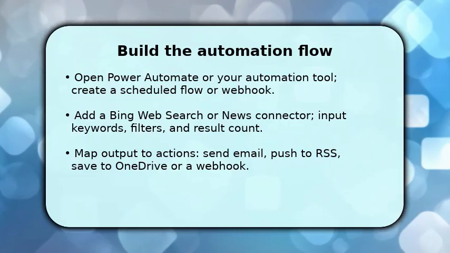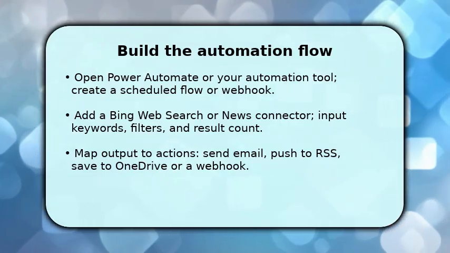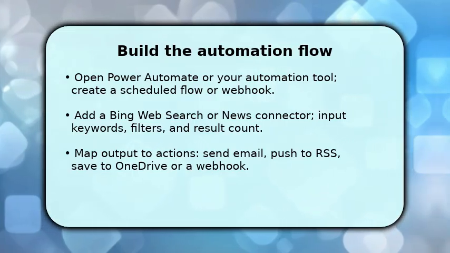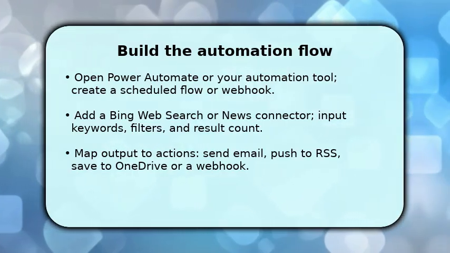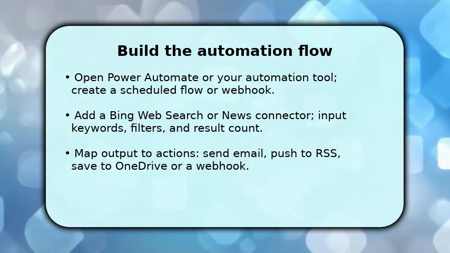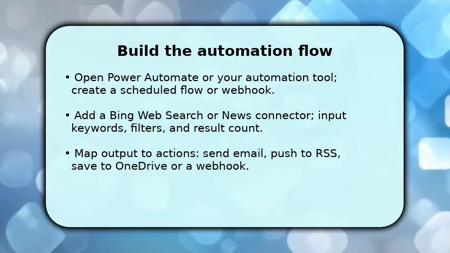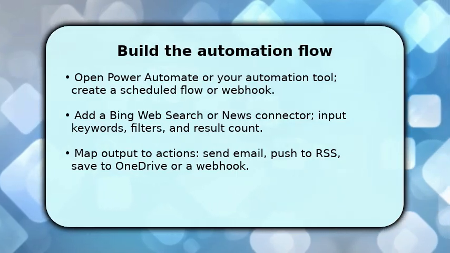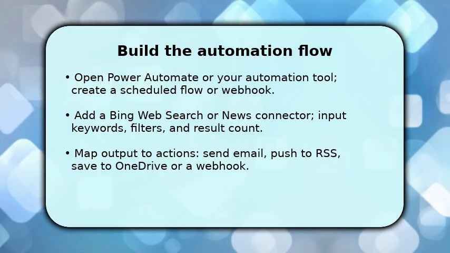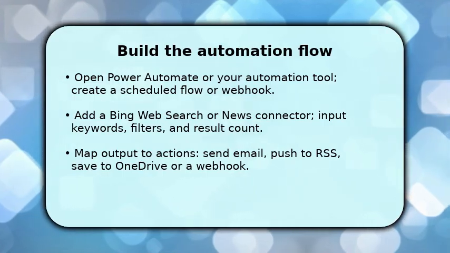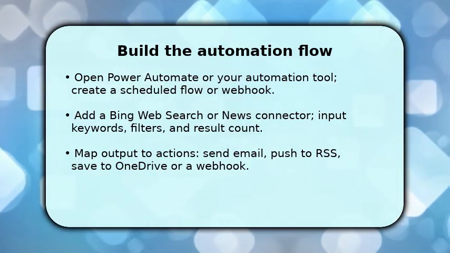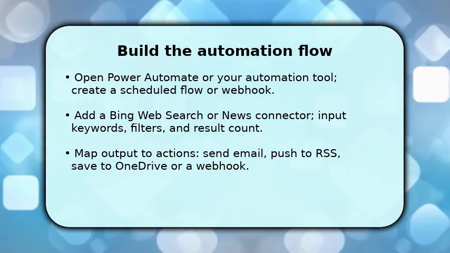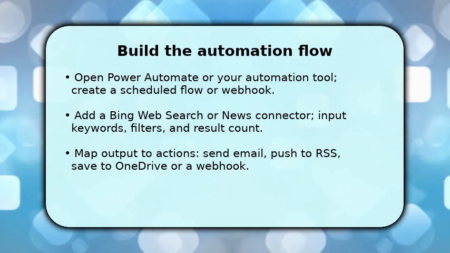Next, open Power Automate or another automation tool and create a scheduled flow that runs at your chosen cadence. Add a Bing web search or news connector and paste your keywords, then refine with filters like site, date, or file type to narrow results. Set the number of results to return and map the response fields to actions. Format a short email, append to an RSS item, or save JSON to OneDrive. Make sure to test once with a 1-minute trigger to confirm the query returns usable data.